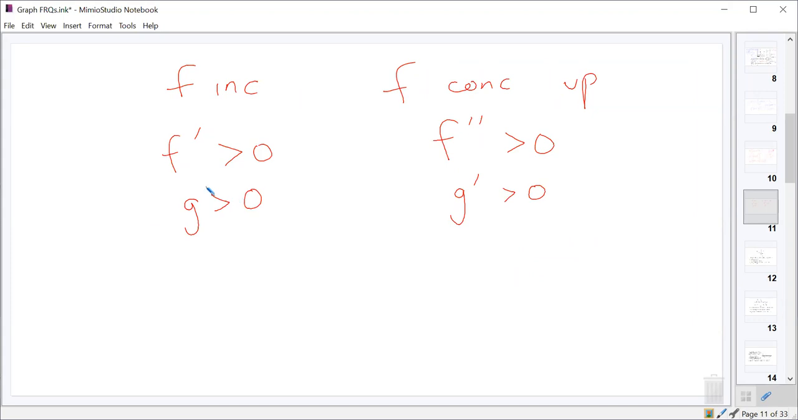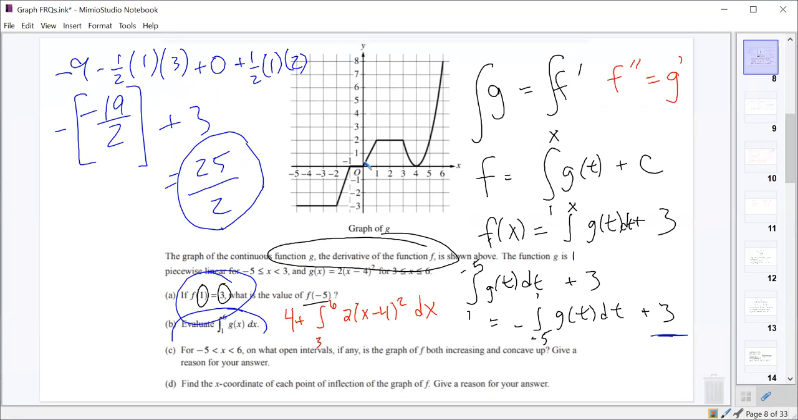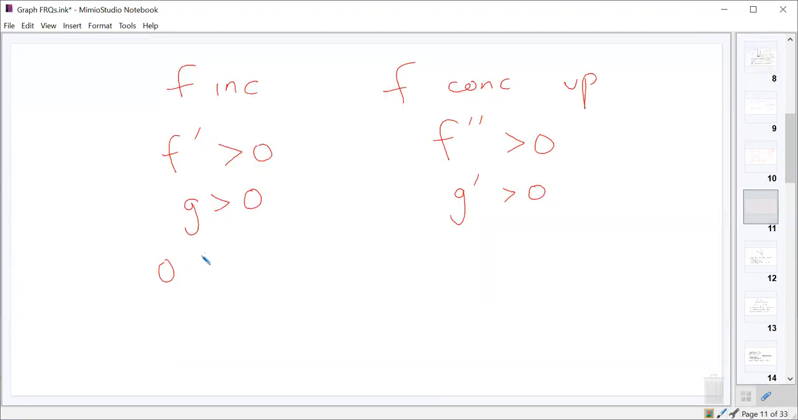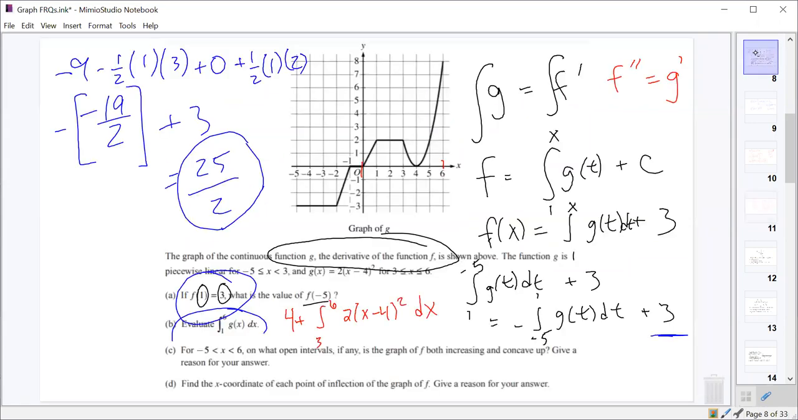It should be pretty easy to tell when g is positive. We look at the graph. When is g positive? From 0 to 6, except at 4, but effectively from 0 to 6. Yeah? What about concave up? When is g prime greater than 0? Well, that'd be when the slope of g is positive, right? That's what g prime is. It's the slope of g. So when is the slope of g positive?